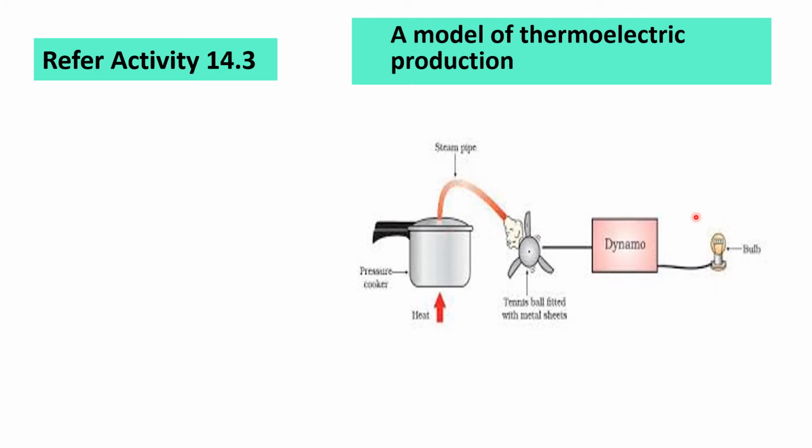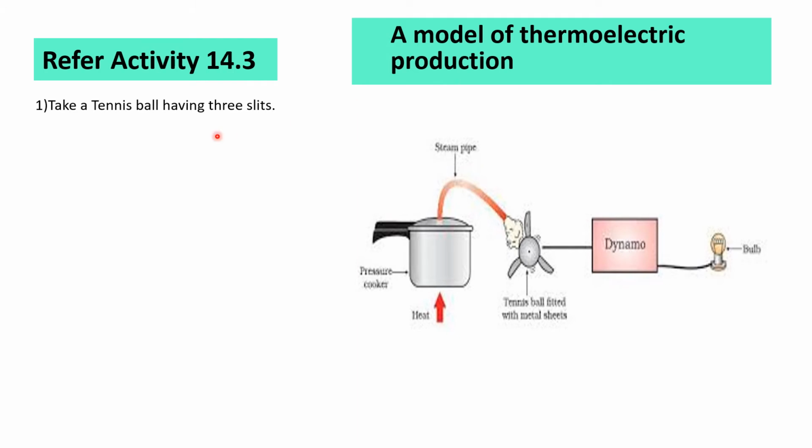So, if I'm connecting a bulb here at the end of the dynamo, it will start to glow. That means with the help of this heat energy, we are converting it into mechanical, which is ultimately getting converted into electrical energy. Therefore, we call it a thermoelectric production. Okay, so now let us study in detail.